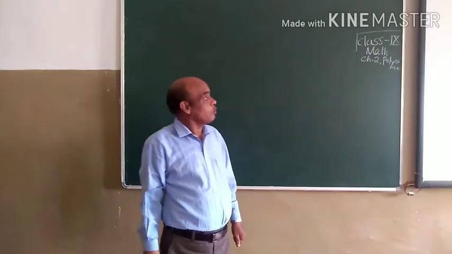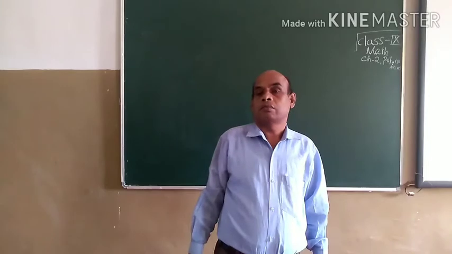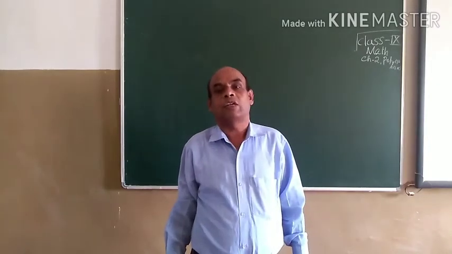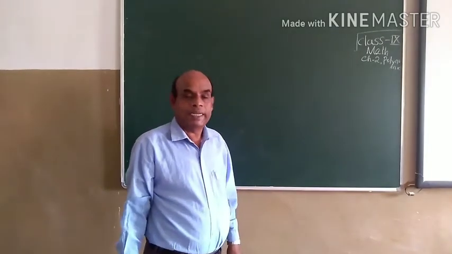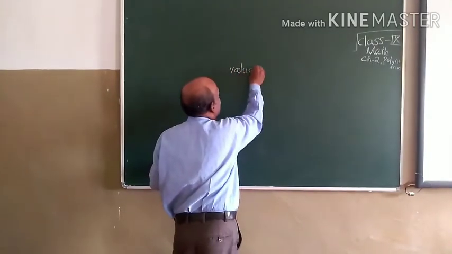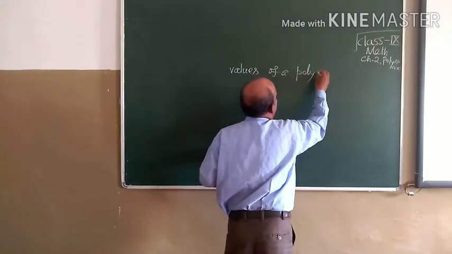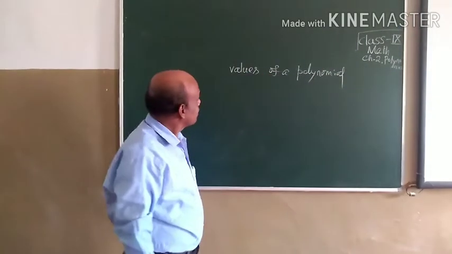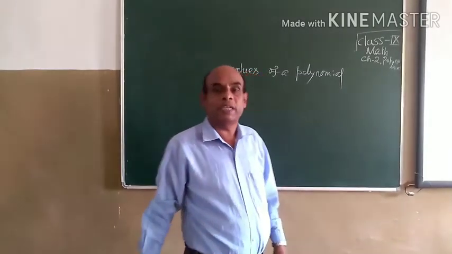Already we have discussed chapter 2, polynomials, the types of polynomials, and the degree of a polynomial. Now we will read about the values of a polynomial, where x stands for different values.